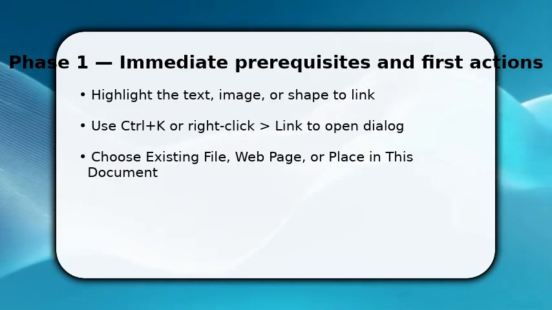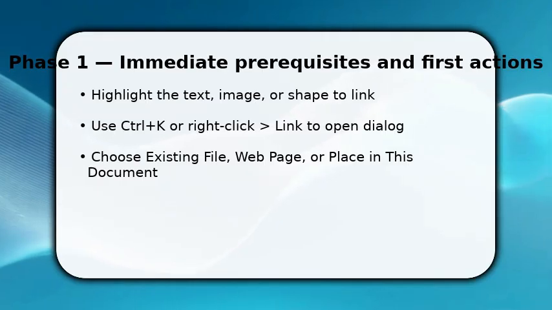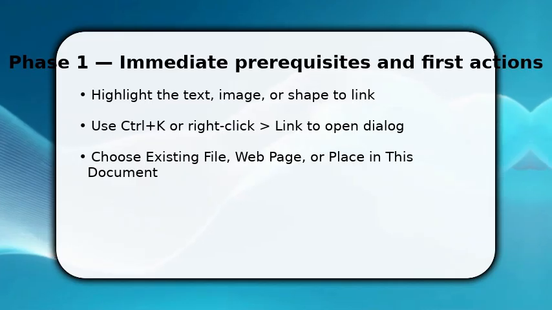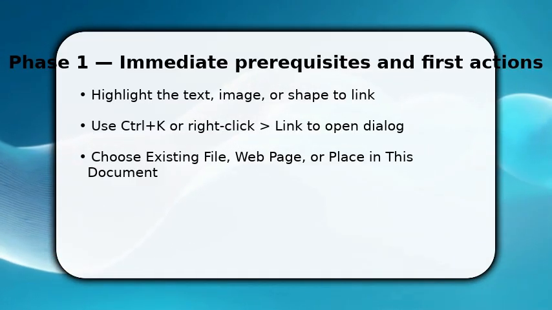You begin by selecting the exact text or object you want to make clickable, because precision controls the link target. Once selected, press Ctrl+K or right-click and choose Link to open the dialog. This saves time versus menu hunting.